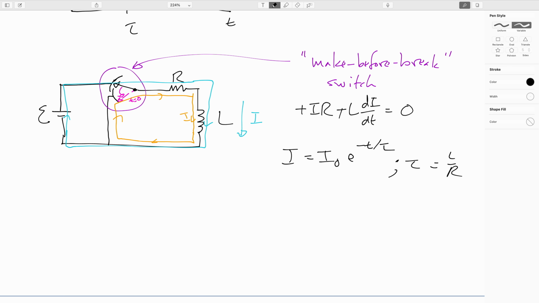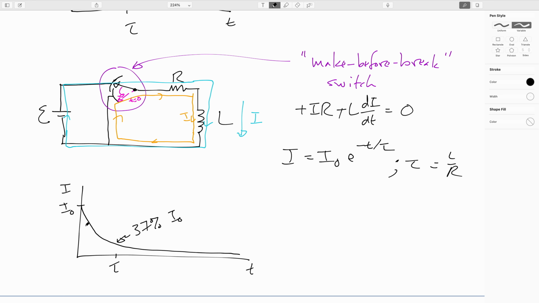So again, we can go ahead and plot this. I can plot the current. This will be I naught, this will be time, and remember, the magic number is 37%. After one time constant, we have dropped to 37% of our initial current, and we'll just asymptotically drop off to 0.